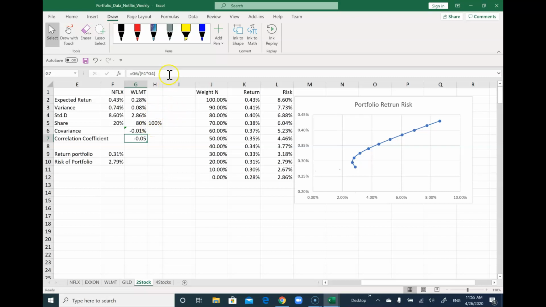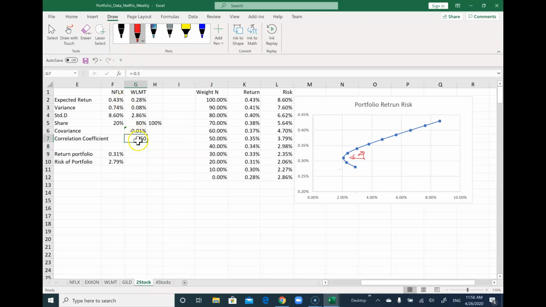So if this value is negative 0.5 instead of negative 0.05, then you can see that the risk and return profile change, and there is a greater movement to the left and up. So now we can create a better portfolio that has lower risk and promises greater return.